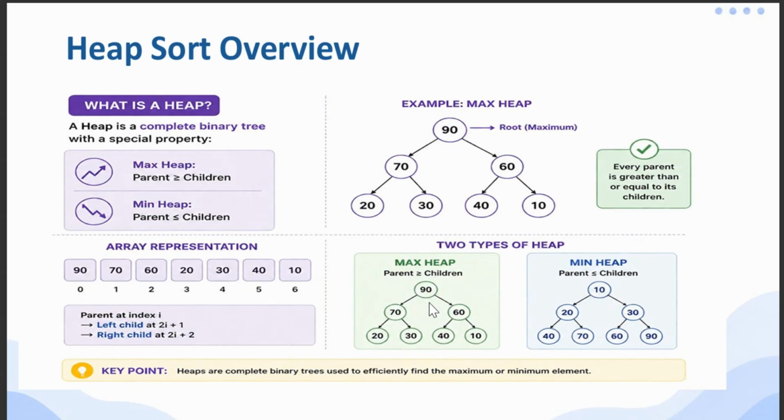Think of it like a hierarchy where the parents are always older than their children. The oldest person is at the top. So if you need the maximum element, you just look at the root. In the min heap, every parent node is less than or equal to its children. The root contains the smallest element. This is like a hierarchy where younger people are above the older people, so the youngest is at the top.